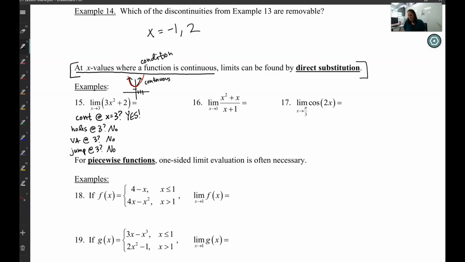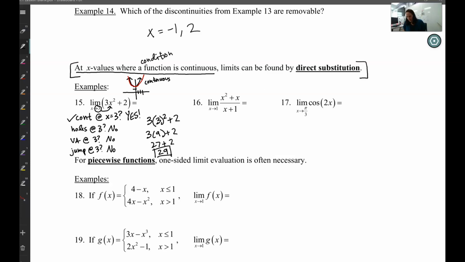Now, because it is continuous at x equals 3, that means we have met our condition, so we can find our limit by direct substitution. So that means just plugging 3 in for our x values. So 3 times 3 squared plus 2, 3 times 9 plus 2, 27 plus 2. So our limit is 29. Let's try this one as a class, and then I'll have you try this one on your own. Let's look at number 16 now.